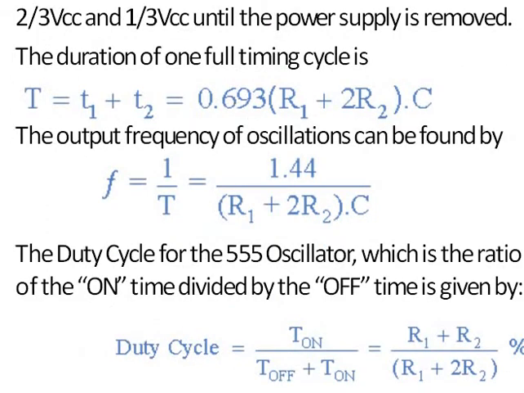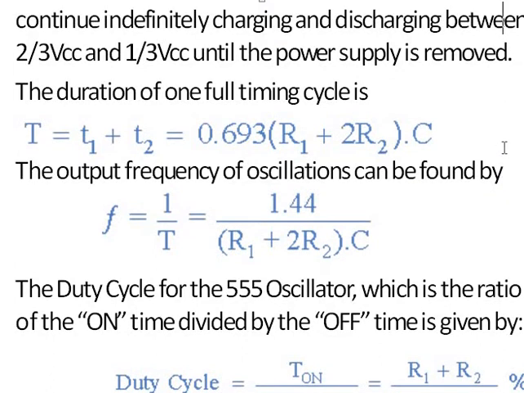And the total time period can be calculated by adding these two time periods, T1 and T2, which is equal to 0.693 into (R1 plus 2R2) into C. And if we take 1 upon the total time period T, we will get the frequency of oscillation. So the circuit frequency is given by 1.4 divided by (R1 plus 2R2) into C.